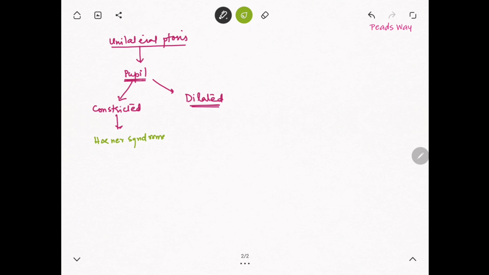You see the child has unilateral ptosis. You see the pupil, it's constricted. Look for Horner syndrome. Now, what are the features of Horner syndrome? There will be anophthalmos, the eye will be inward. There will be ipsilateral anhidrosis. And number third, there will be heterochromia.